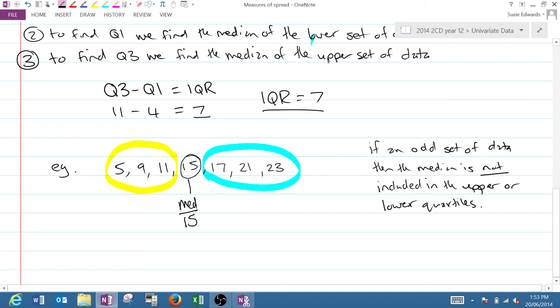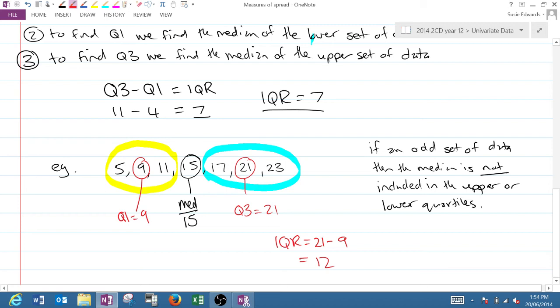So how do I find Q1? Okay, so I'll tell you what it is. 9. Q3, 21. And so our interquartile range is 21, take 9, 12. And that's our answer.